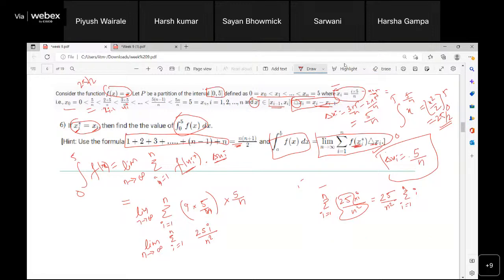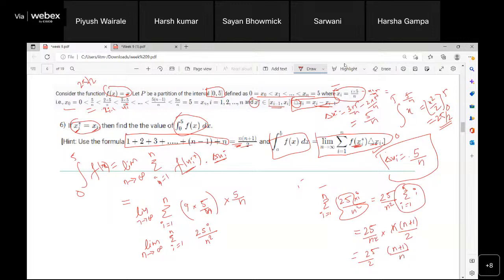So instead of this, I can write this, right? So that is 25 n square into n plus 1 by 2, right? So this n, this square will get cancelled. That is 25 by 2 n plus 1 by n.